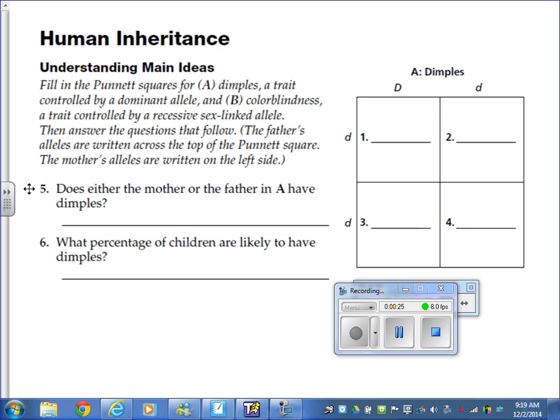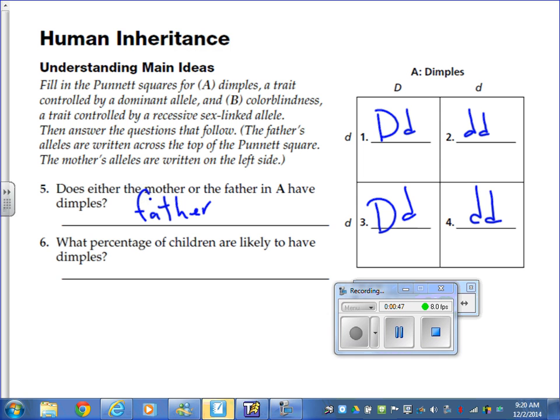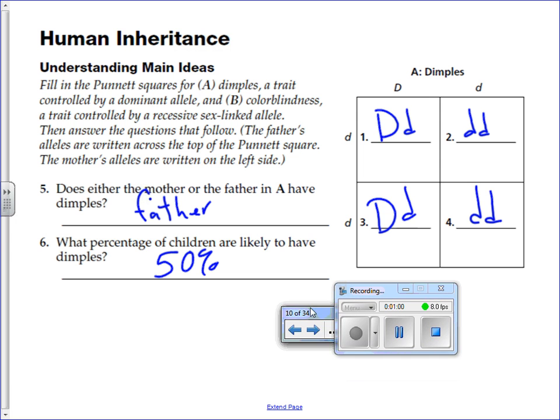So you follow what it says here. You do the Punnett square, and it answers the questions here. Does either the mother or the father have dimples? And the answer is the father, right? And then what percentage of children are likely to have dimples? 50%. That's our standard Punnett square we've been doing for lots of time. So let's go to something a little bit more complicated.